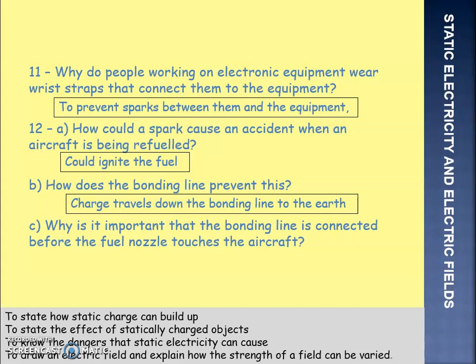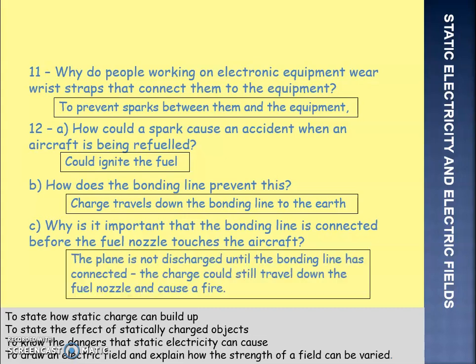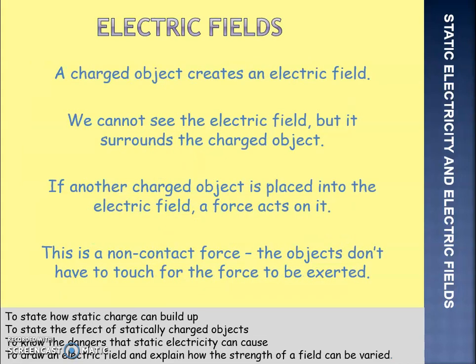And why is it important that the bonding line is connected before the fuel nozzle touches the aircraft? The plane is not discharged until the bonding line is connected. Charge could still travel down the fuel nozzle and cause a fire.